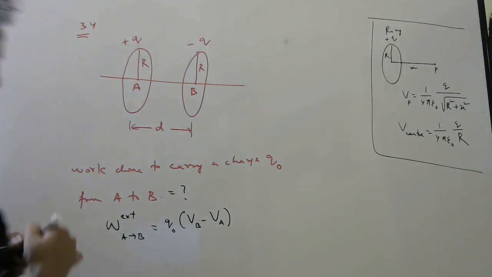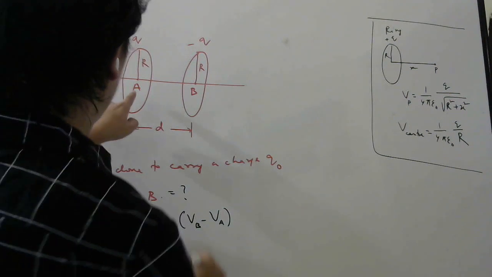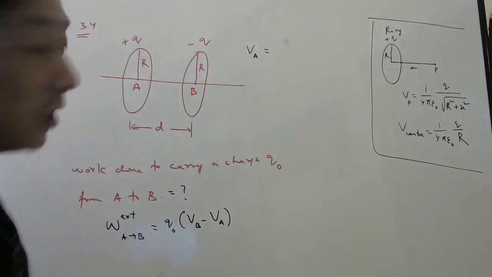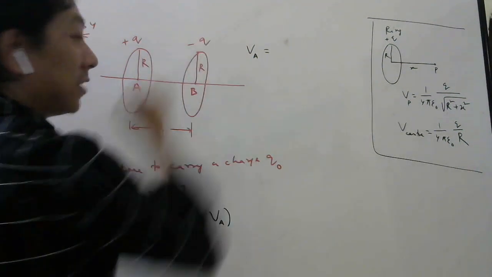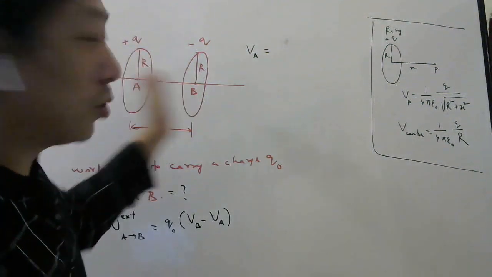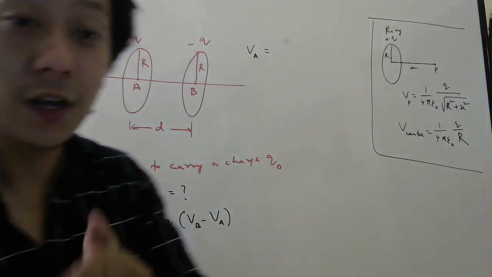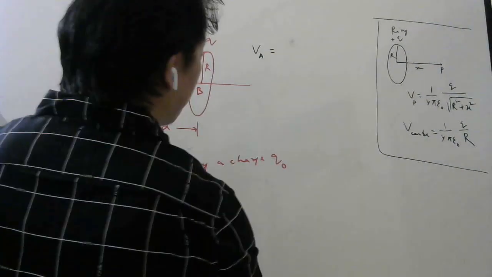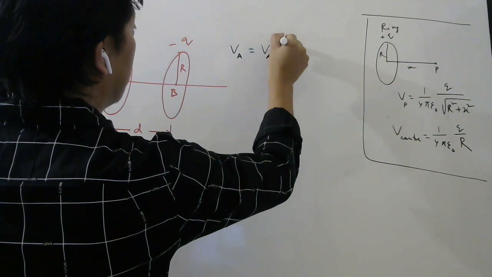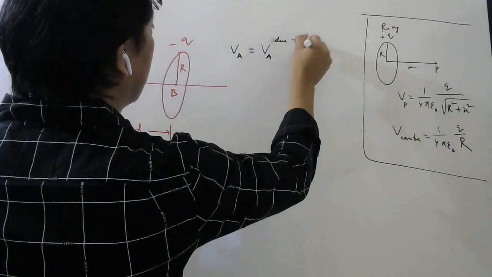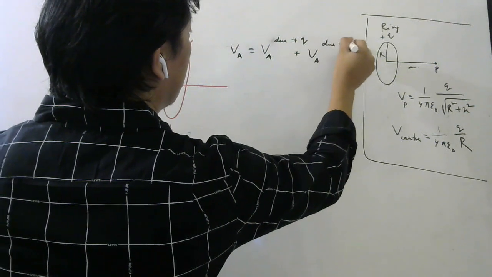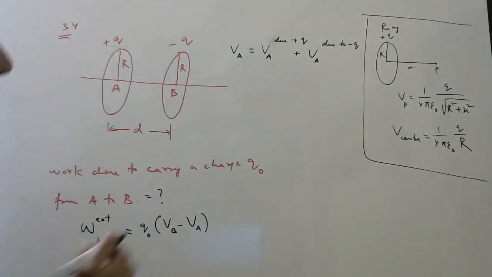Okay, students. So we need to find potential at A and B. Let us start at A. Now, who will produce potential at A? This charge and this charge. Potential is produced by the source charges, and if you have two source charges, both will produce potential. You have to do algebraic addition. So first you have to find potential at A due to this plus Q charge, then find potential at the same point due to the minus Q charge. Then you have to add.